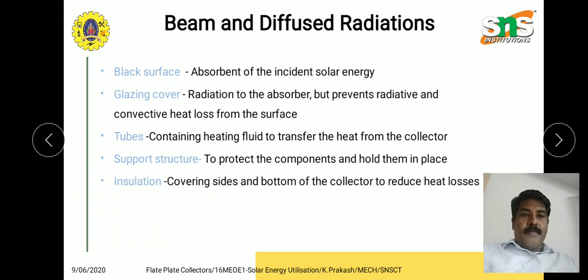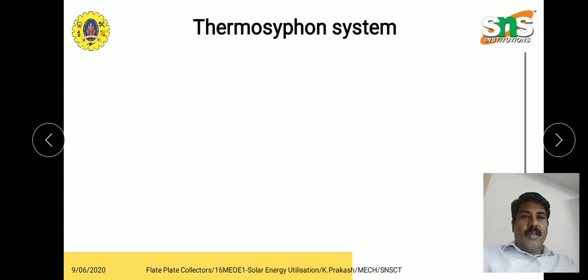And insulation. As the solar energy is getting inside, the amount of heat energy is to be safeguarded inside the setup itself. So to reduce the surface heat losses, we are using insulation.